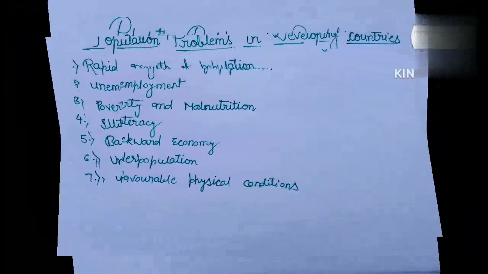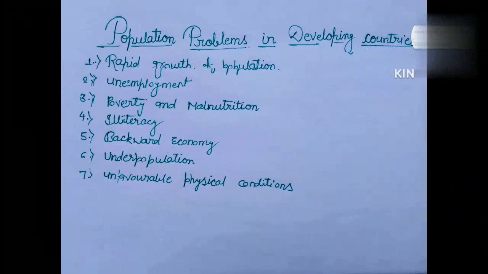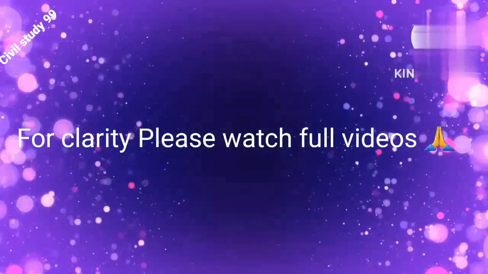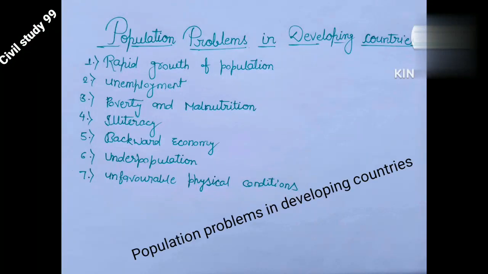Hello friends, in this video we will discuss a most vibrant topic, that is population problems of developing countries. As we know that more than 80% of the population of the world lies in developing countries, so it is most essential to understand the population problems of developing countries. China supports about 21% and India about 17% of the world population.